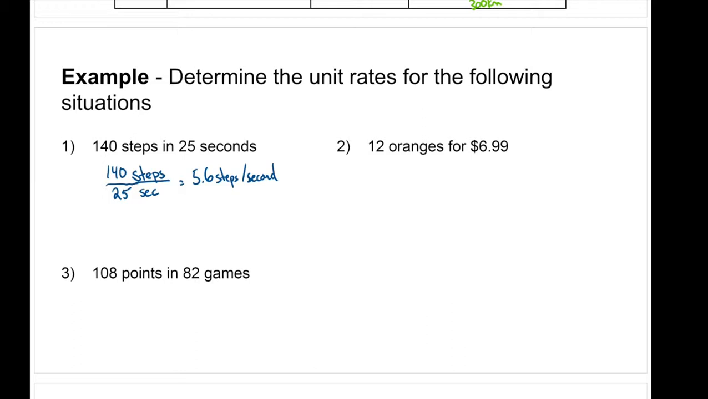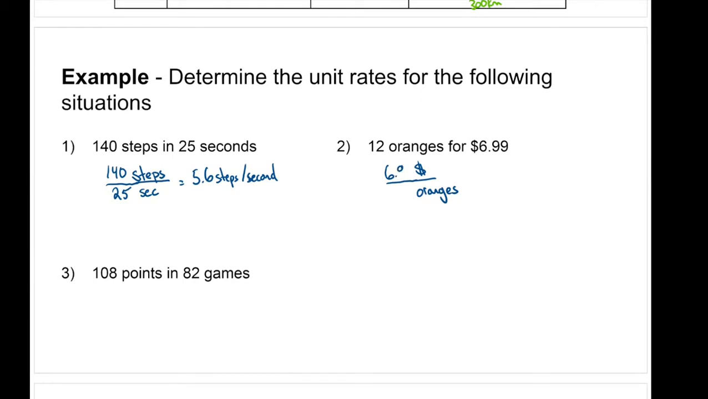For number 2, 12 oranges for $6.99. So again, here it depends on what we want to look for. Do we want to figure out oranges per dollar or dollars per orange? Again, it depends on what you want to look at. Maybe you want to figure out the cost per orange. So in this case, we would want dollars on top and oranges on the bottom.